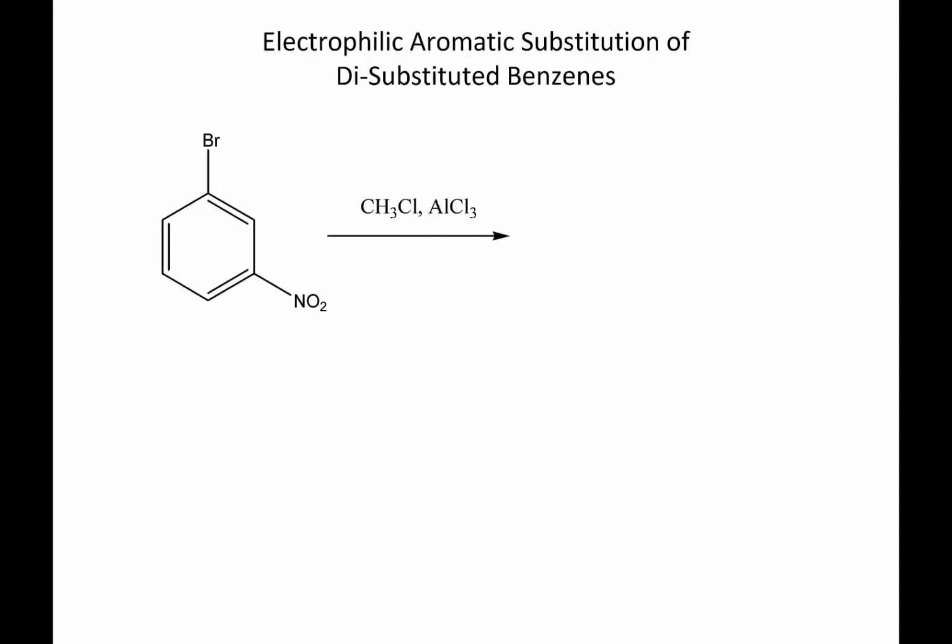So here we have ortho-bromo-nitrobenzene. And the first question we have to ask is what's going to be our electrophile. Claudia. So again, an alkyl halide plus AlCl3.